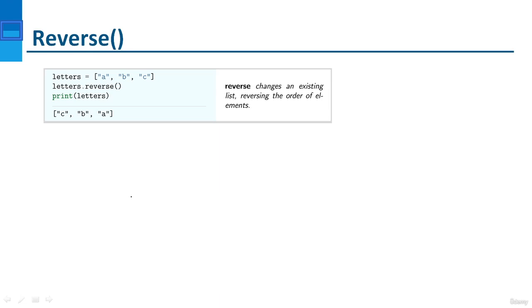Next, you can also reverse the elements in the list. Let us suppose the current elements inside the list are A, B, C, and you can perform the reverse function on this list of elements like letters dot reverse, and then you can display those letters. So after reversing, the elements are C, B, A.